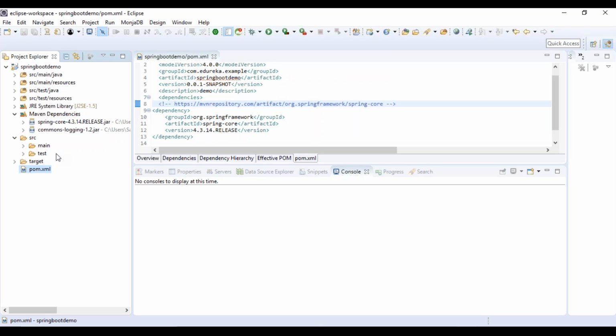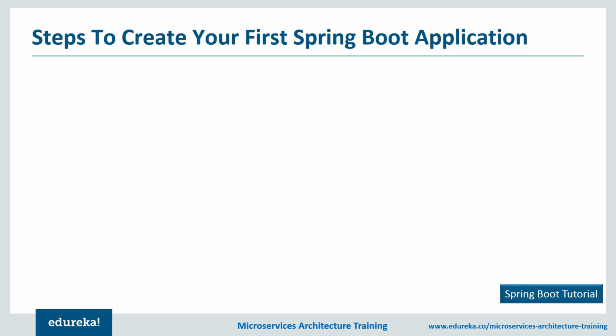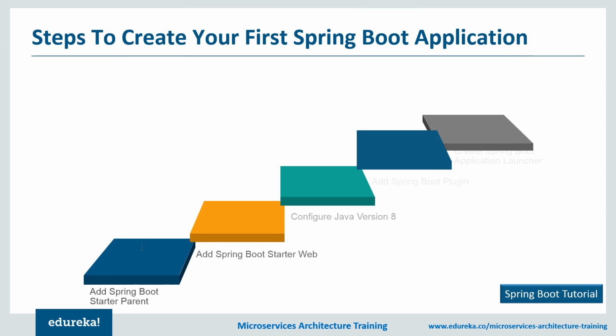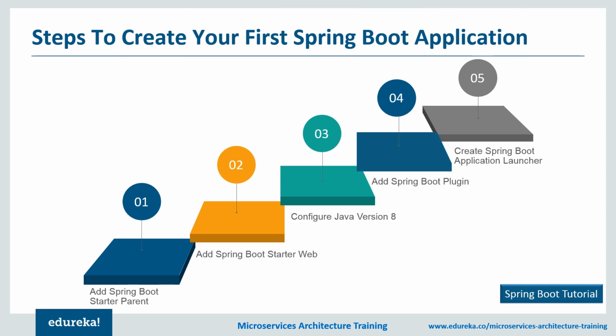Okay, so now coming back to the session to create a Spring Boot application and launching it with embedded Tomcat, to launch the Spring Boot application, we have 5 steps. Let me just show you. We have to first add the Spring Boot Starter parent, and then we will add the Spring Boot Starter web and then configure the Java version 8. After this is done, we will add the Spring Boot plugin and finally create a Spring Boot application launcher. So these are the 5 steps to launch a Spring Boot application.